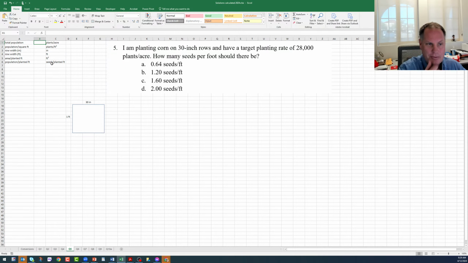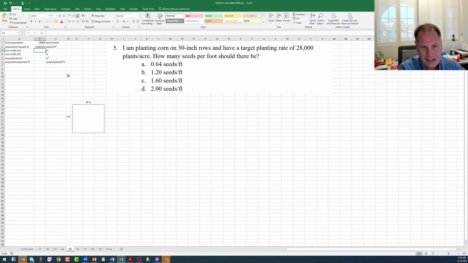So my total population plants per acre is 28,000. That's given. My population per square foot is simply going to be my total population divided by the square feet in an acre. In this case, it's 0.64, which matches up with answer A. And so I hope you didn't stop there. If you did, I'm sorry. If you're in a real world situation and you stopped at that point, you just overplanted, or underplanted, I guess, in this case.